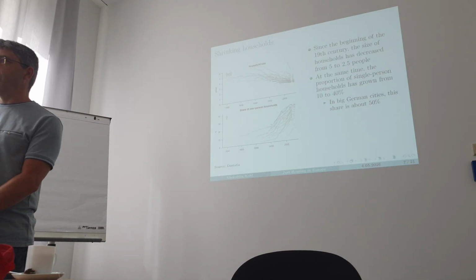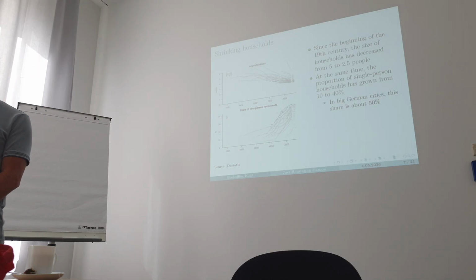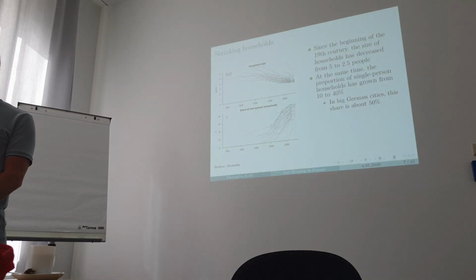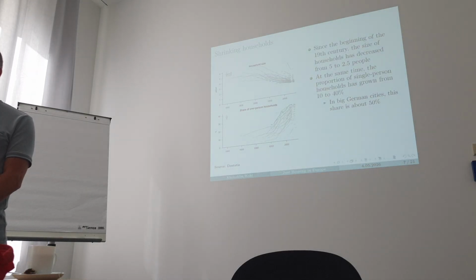Why did it happen? Well, first of all, because of the declining fertility, so we simply have fewer children than our grandparents, and therefore the household size is smaller. But also because of the tendency toward loneliness. So more and more people live alone. It's not only elderly women who lost their partner, but it's also younger people.